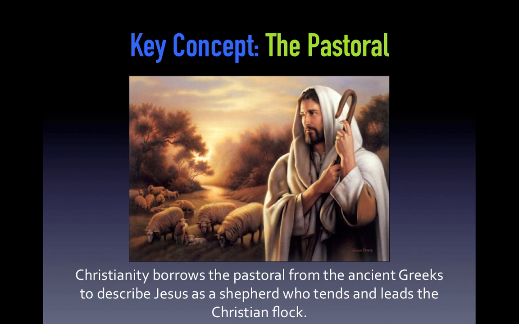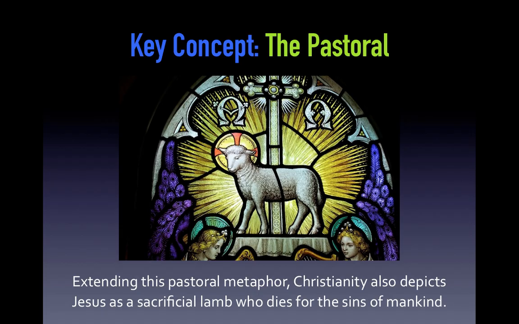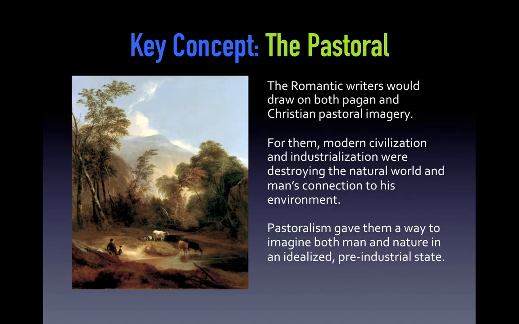Christianity borrows the pastoral from the ancient Greeks to describe Jesus as a shepherd who tends and leads the Christian flock. Extending this pastoral metaphor, Christianity also depicts Jesus as a sacrificial lamb who dies for the sins of mankind. In the creation of their art, the Romantic writers would draw upon both pagan and Christian pastoral imagery.